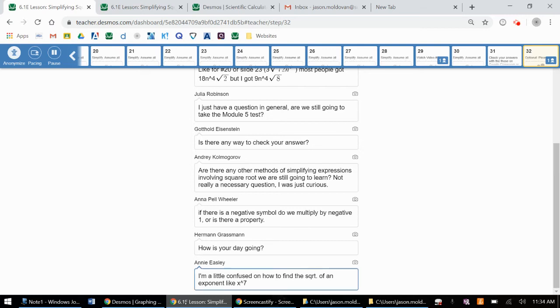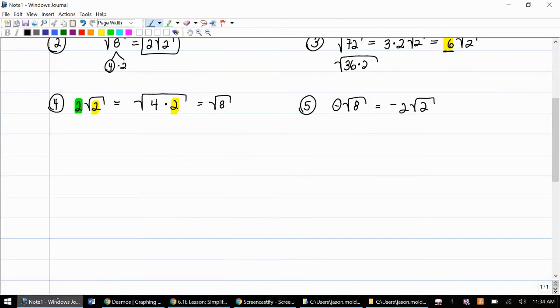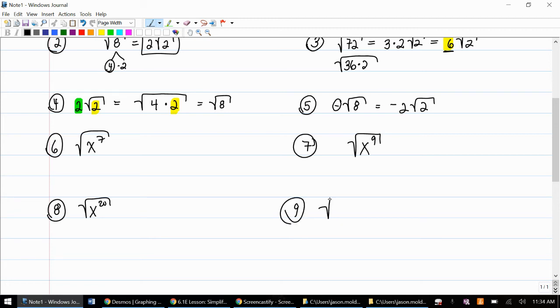This one says, I'm a little confused on how to find the square root of an exponent, like x to the 7th. So let's take a look at that. So the square root of x to the 7th. And then let's also try the square root of x to the 9th. Let's do another one that might be the square root of x to the 20th. And let's do another one that is the square root of x to the 101st.